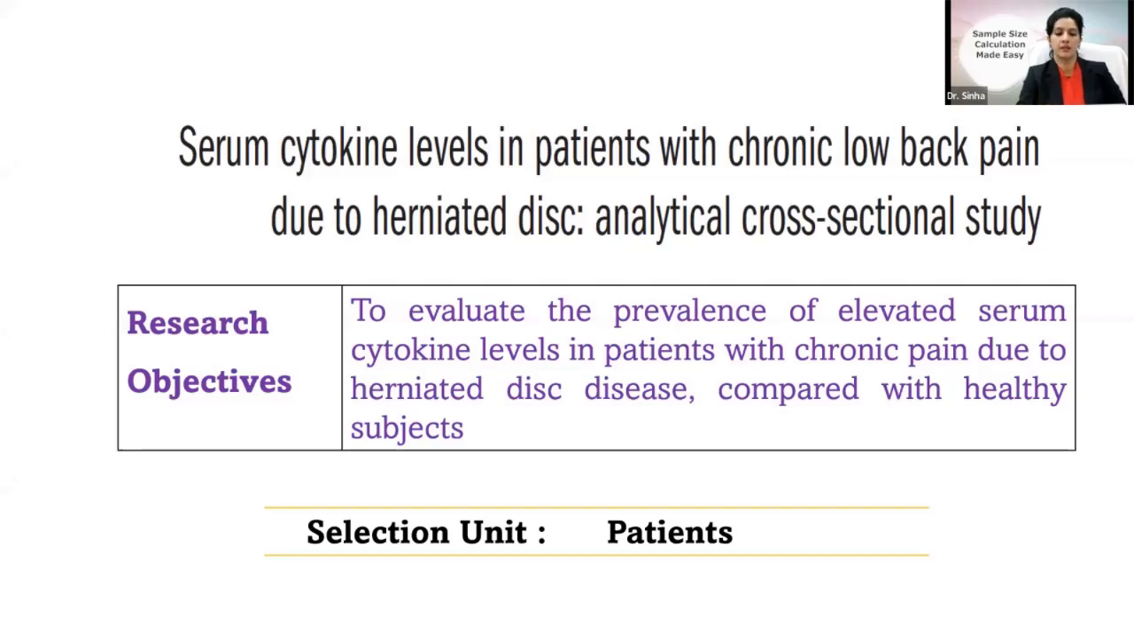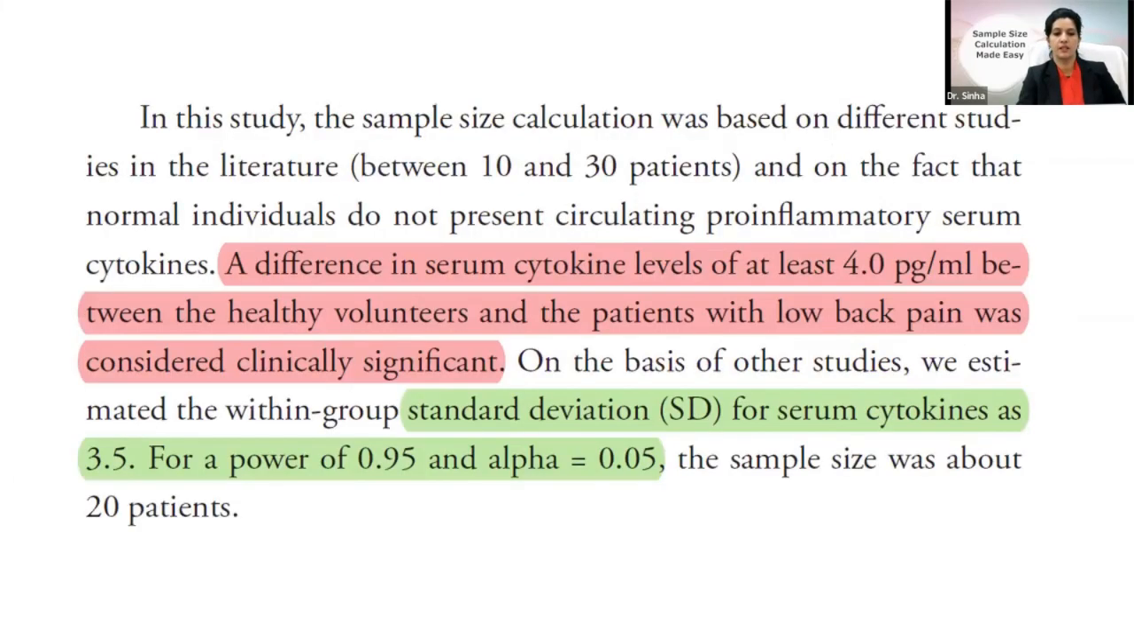This was one example: serum cytokine levels in patients with chronic low back pain due to herniated disc, an analytical cross-sectional study. Here the selection unit was patients. Just concentrate on the highlighted portion. A difference in serum cytokine level of 4 picogram per ml between healthy volunteers and patients with low backache was considered significant. On the basis of other studies, we estimated the within-group standard deviation for serum cytokine as 3.5. The power is 0.95 and alpha is 0.05. The calculated sample size for this, he has calculated as 20.